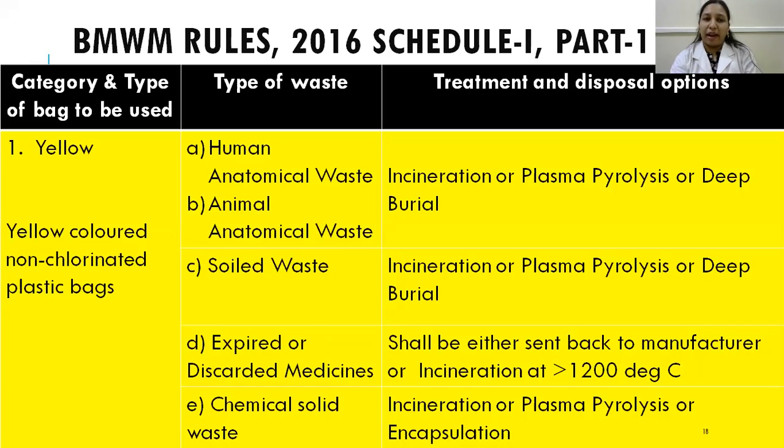So we have 4 categories of this biomedical waste. First one is yellow, red, white, and blue. In the yellow, we have so many types of waste to be disposed of. So here we have yellow colored non-chlorinated plastic bags. So in this, we have first type of waste is human anatomical waste.